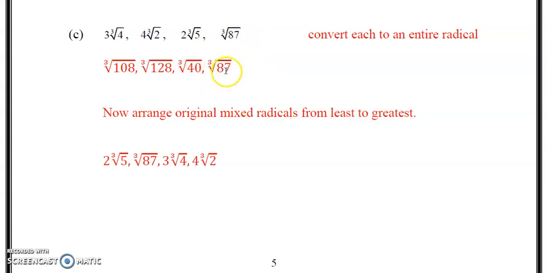So least to greatest would be 40, which is 2 cube root 5, which is first. The next one would be the cube root of 87, which is just rewritten as itself. Remember, you rewrite your originals back, not what you've changed, right? And 3 cube root 4 is the third, and the largest we have is this cube root of 128, which is 4 cube root 2. Okay, so they can be done with cube roots as well.